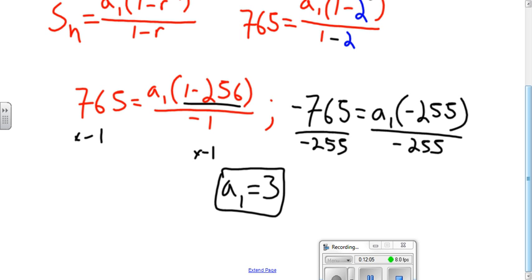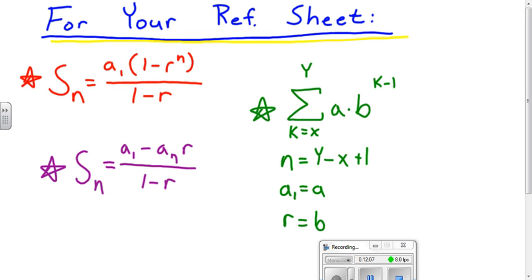That's simple. So by this point, we should have 3 new formulas for your reference sheet. You want to make sure you know these. This was our main one. This was the factored version where we took a sub 1 out. So the sum of a geometric series equals a sub 1 times the amount 1 minus r to the n all over 1 minus r. That's kind of the big main original one.